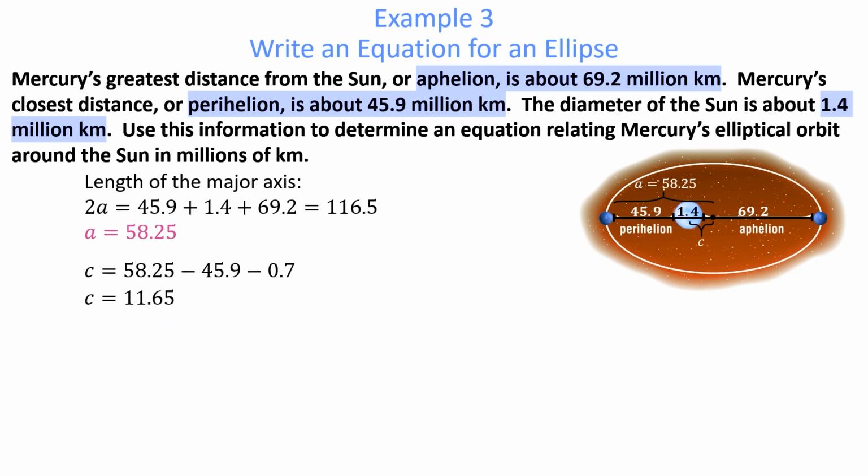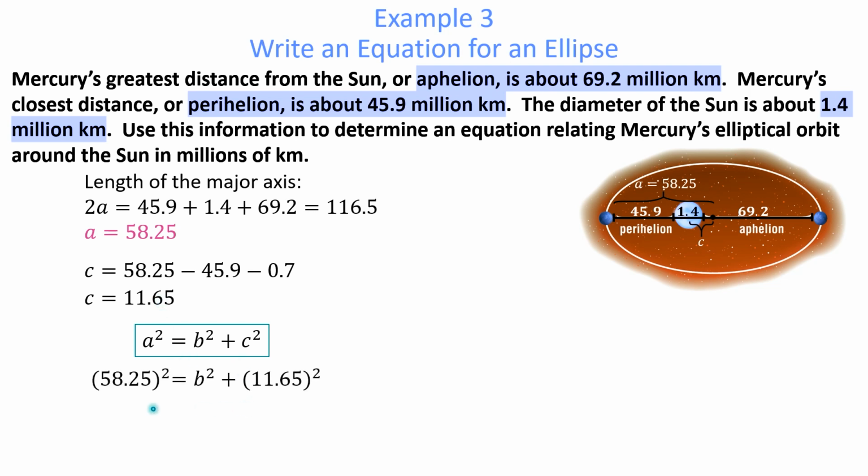Now that we know the value of a and we know the value of c, we know that the values of a, b and c are related by this equation. So we can simply substitute these two values of a and c into this equation here to give us the following, and then we'll try and solve for b squared. Now when we square these two terms, we get the following, and when we solve for b squared, we get b squared is equal to 3257.34.